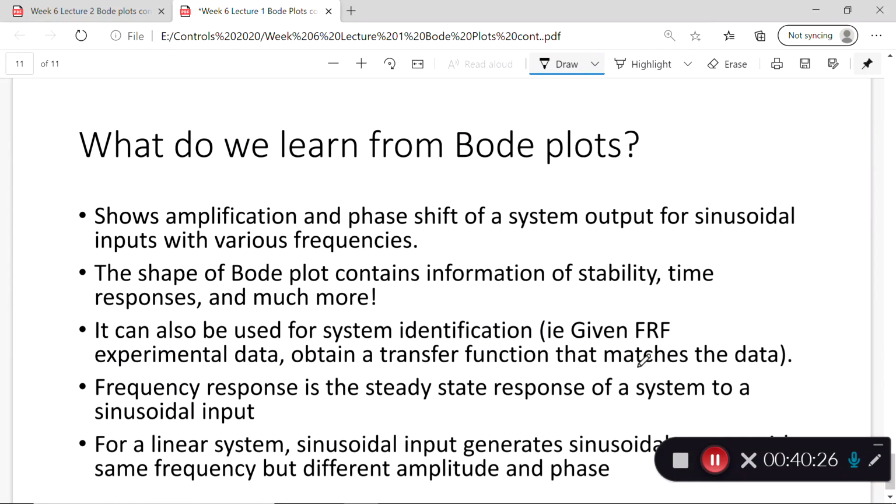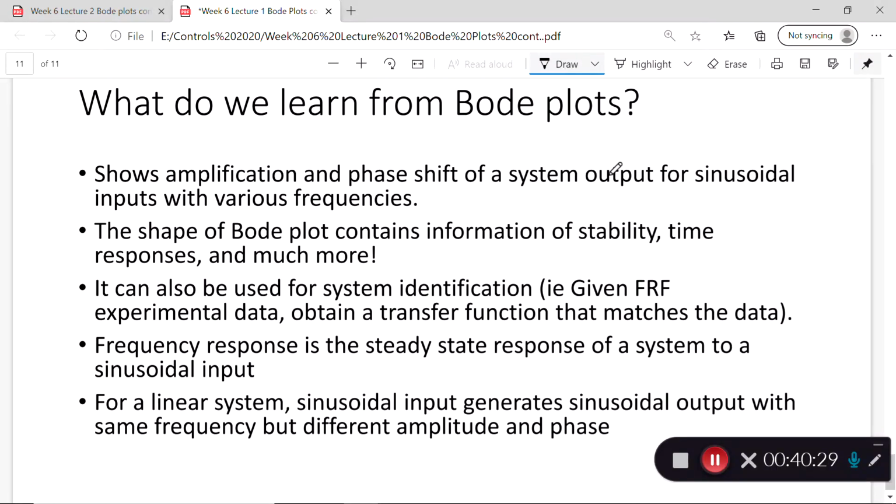So what do we learn from Bode plots? They show the amplification and phase shift, because our amplitude was like our magnitude and our phase angle, of a system output for sinusoidal inputs. Again, they were only working for frequency inputs, and I was looking at them at various frequencies. Hence why we graphed omega as our x-axis, so changing omega or changing frequencies. What happened to your magnitude? What happened to your phase? The shape of our Bode plots tell us information about stability of our systems, as we'll learn, and our time responses and much more, so they're very useful.